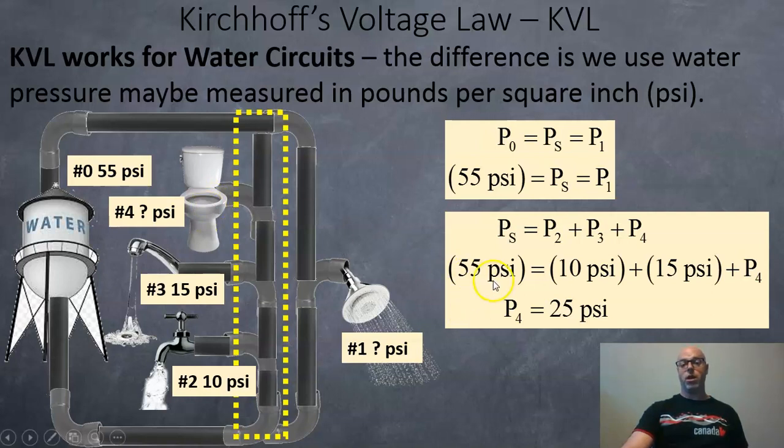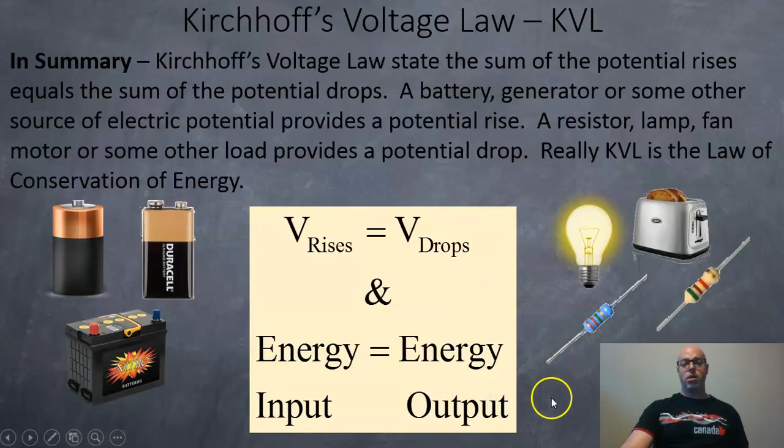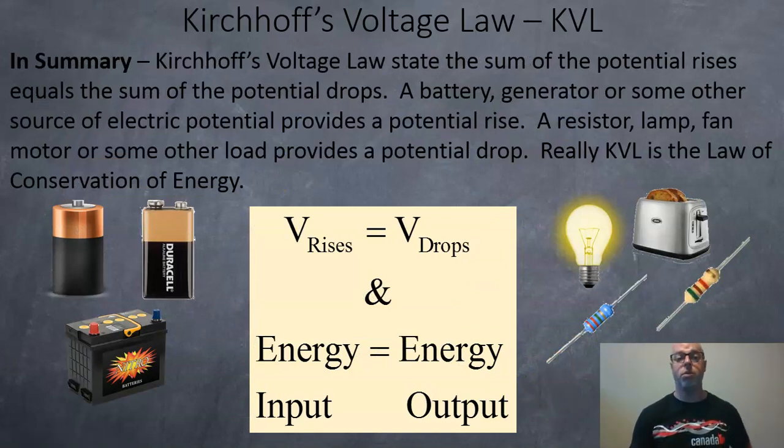55 goes into the series circuit. 10 psi is being used. There's another 15 psi being used. So the toilet must be getting 25 psi. So you see once you know Kirchhoff's voltage law, you also know how to do a bit of plumbing math as well.